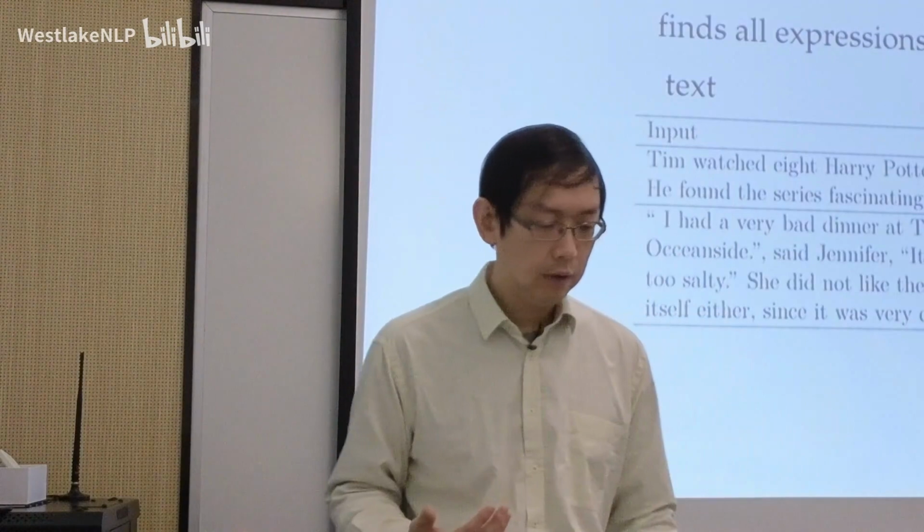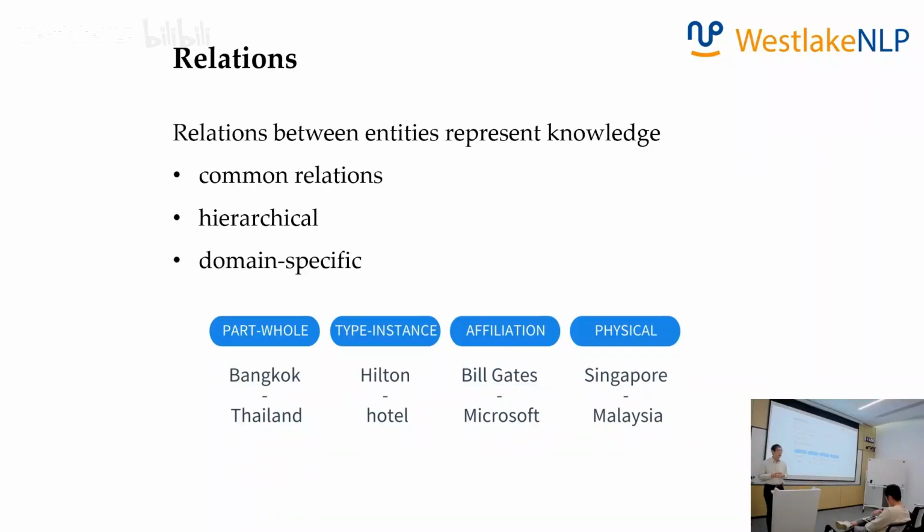If you move on one level, you have relations. Relations are factual knowledge between two entities. For example, Bangkok is the capital of Thailand, or Bill Gates works at Microsoft. So these are factual knowledge that can be extracted from text. There are person-person relations. There are person-organization affiliations. There are organization-geolocation relations, etc. So you extract all those facts from data.